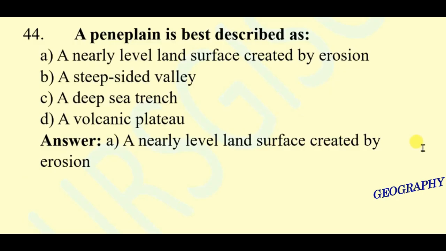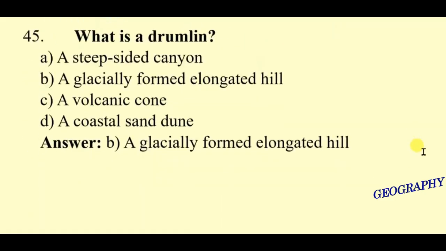Question 44. A peneplain is best described as a nearly level land surface created by erosion, a steep-sided valley, a deep sea trench, a volcanic plateau. Here the right answer will be a nearly level land surface created by erosion. Question 45. What is a drumlin? A steep-sided canyon, a glacially formed elongated hill, a volcanic cone, a coastal sand dune. Here the right answer will be glacially formed elongated hill.